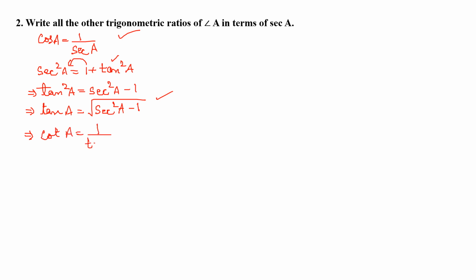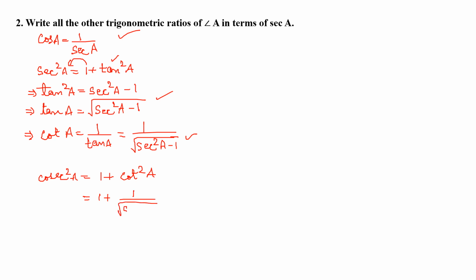So cot A is 1 by tan A, which further I can write as 1 by root of sec square A minus 1. Now there is a relation of cot with cosec, isn't it? Cosec square A is equal to 1 plus cot square A. Now I'm going to put the value of cot A from here. So what will it become? It will be 1 plus 1 by root of sec square A minus 1 whole square.